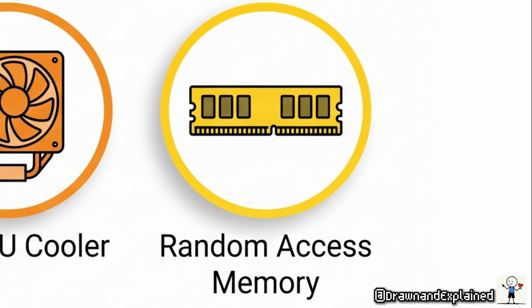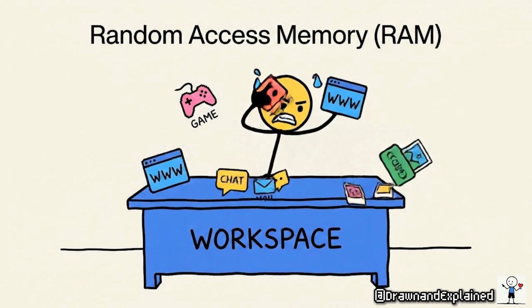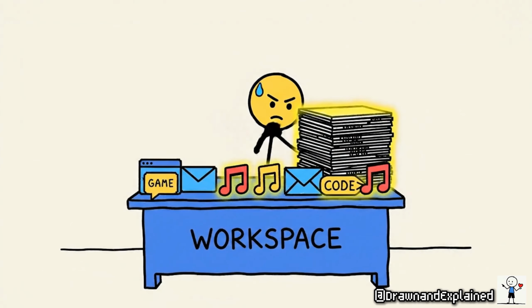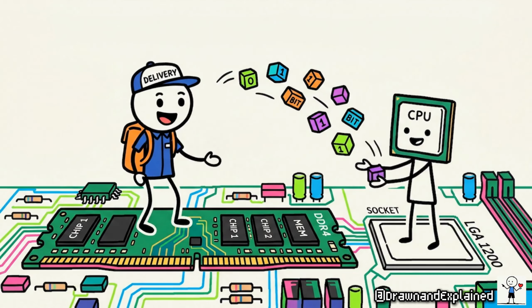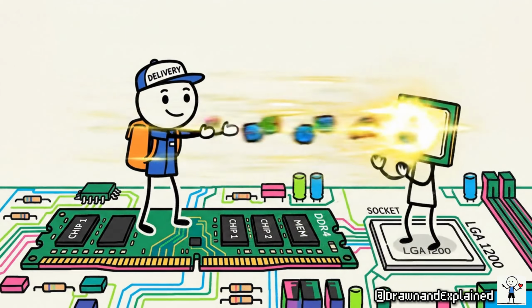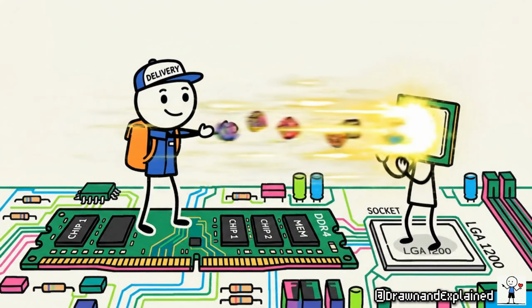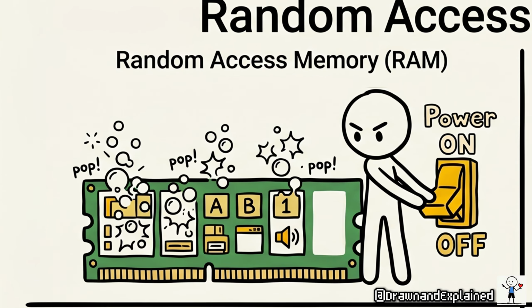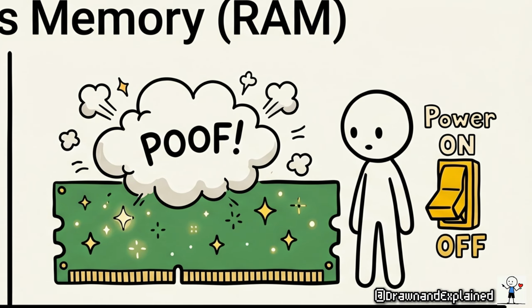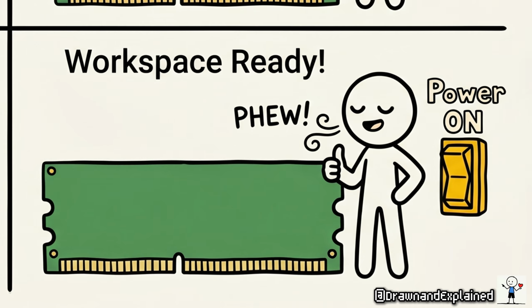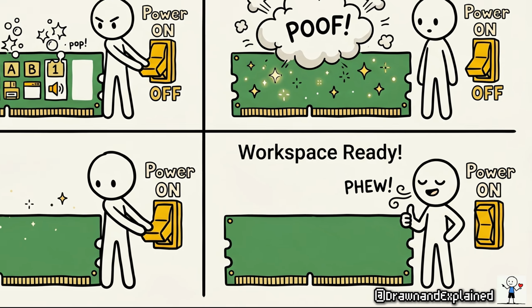Random access memory. Think of this as the computer's short-term memory or its immediate workspace. It stores the data that your programs are currently using so the processor can access it instantly without having to wait. Unlike a hard drive, this memory is cleared every time you turn the power off, which is why your computer feels fresh and fast after a reboot.